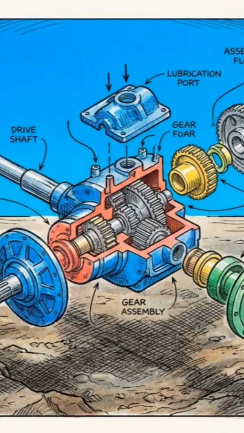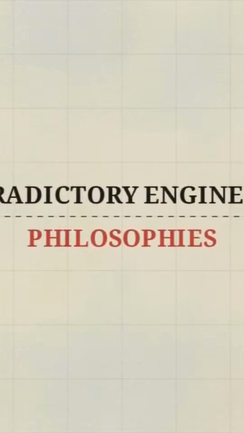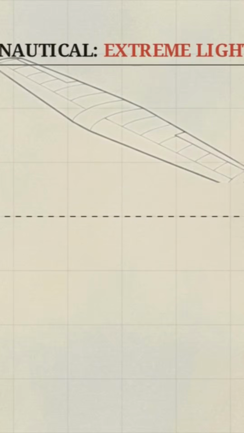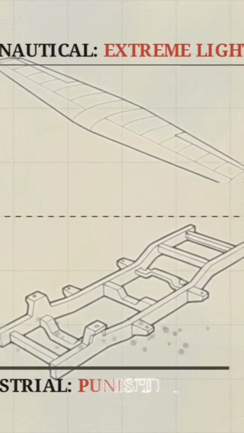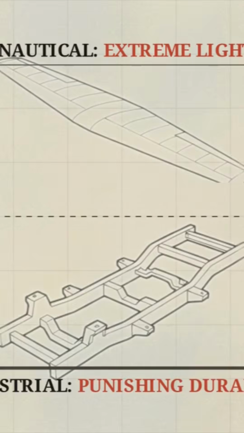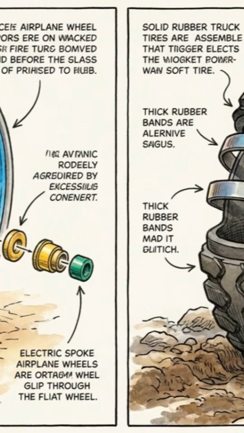To master transportation here, Weston had to solve for two completely opposite physical domains. This required contradictory engineering philosophies: extreme lightness to navigate the sky, and punishing durability to cross the ground. Success in one domain offered no guarantee in the other, as each environment demanded its own set of specific, deliberate trade-offs.